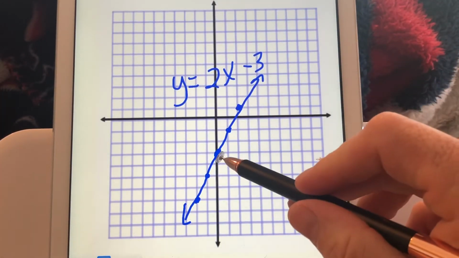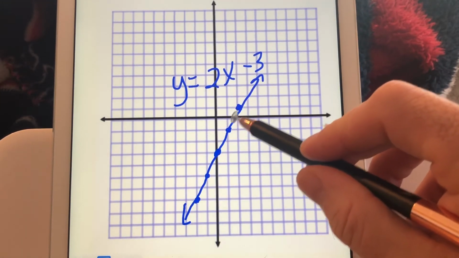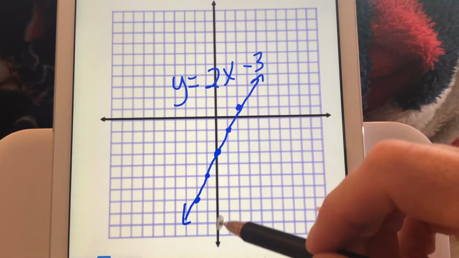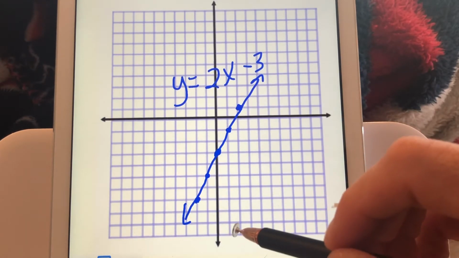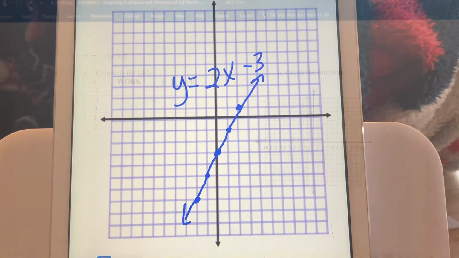It crosses the y-axis at -3. It looks like it crosses the x-axis in here, kind of in between 1 and 2. We'll figure out how to figure that out a little bit later. But that's the graph of y equals 2x minus 3.